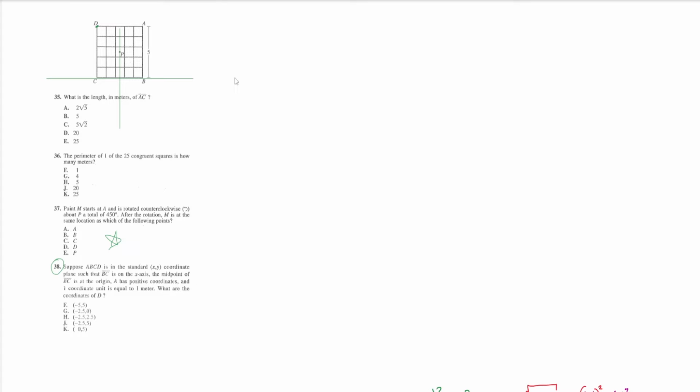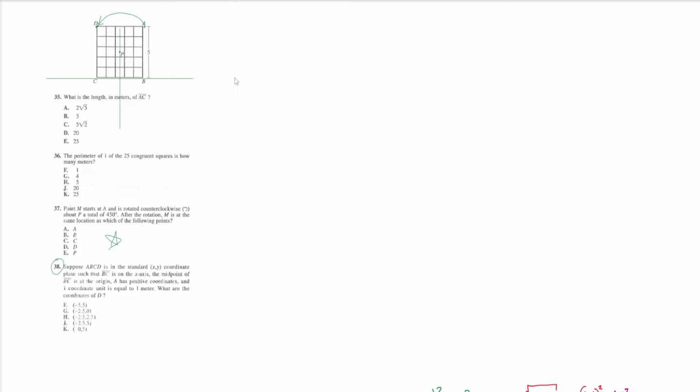Point M starts at A and is rotated counterclockwise about P a total of 450. Okay, so I'm going to ignore the first 360 of that because that's just going to return me to where I am, right? So then that's an extra 90, and it's counterclockwise, so it's this way, right? So I should go here, right? Like my shape should rotate by 90, and my shape I think is equilateral, kind of, right?